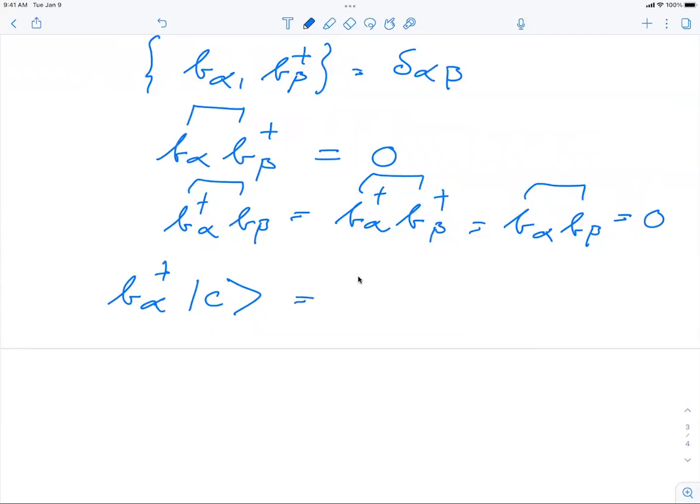What I want now is the following. So this is the same as this A alpha dagger acting on C. So now I add a state if alpha is above the Fermi level.